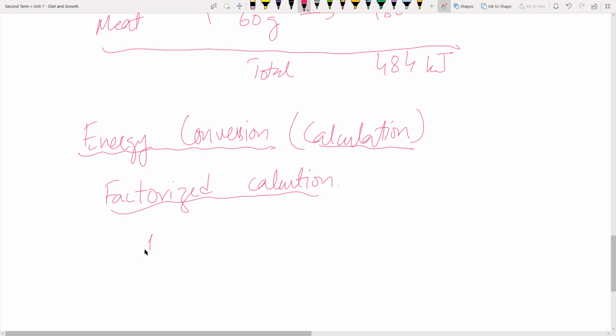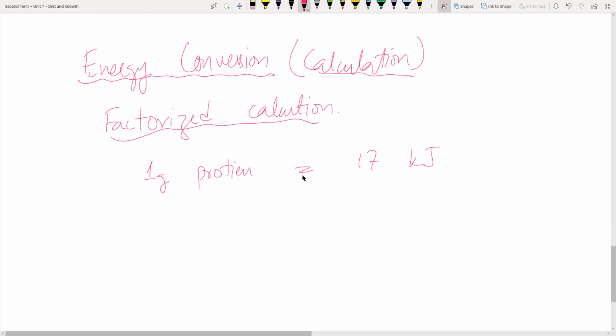which means it's just a simple factor that you need to multiply with. So 1 gram of protein is equal to 17 kilojoules. So it generates that much amount of energy. 1 gram of fat produces 34 kilojoules, which is twice as much, and 1 gram of carbohydrates, or carbs as I call it, also generates 17 kilojoules. So this is a simple factor.